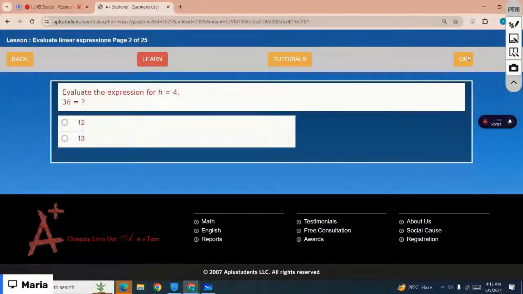Evaluate the expression for h equals 4. Which is the correct option? You have to do 3 times h. Which is the correct option?